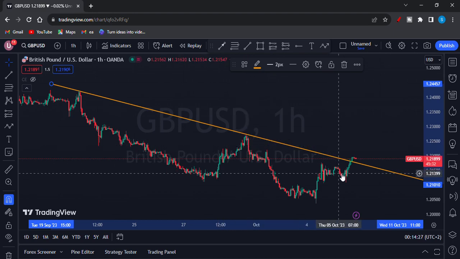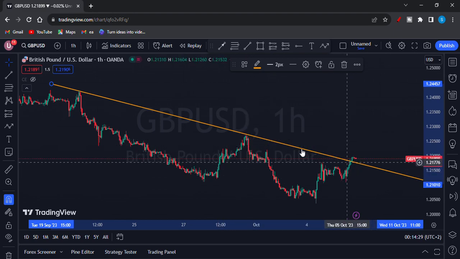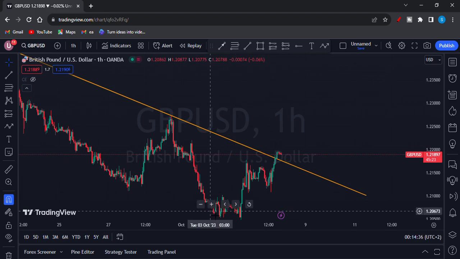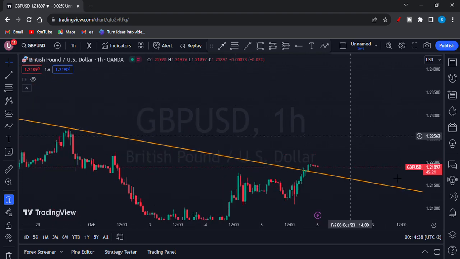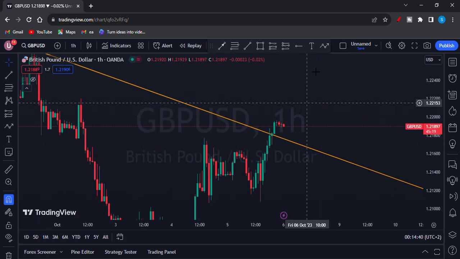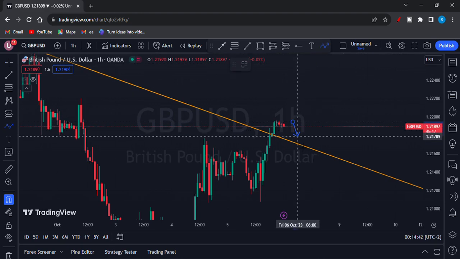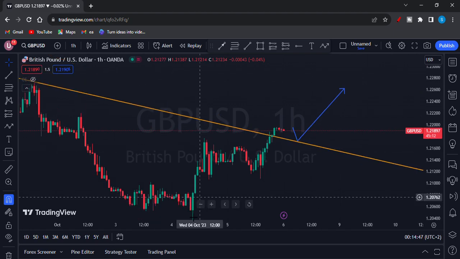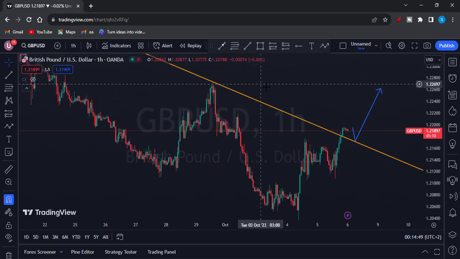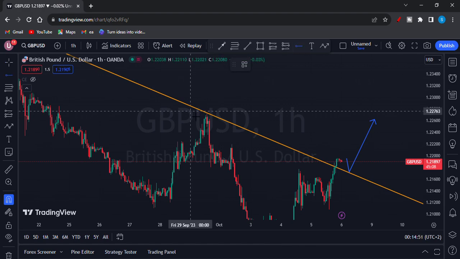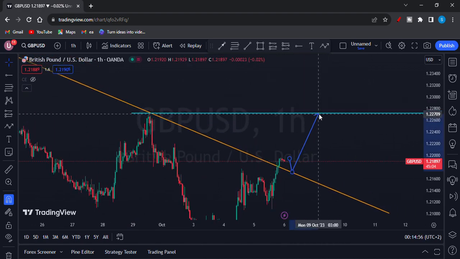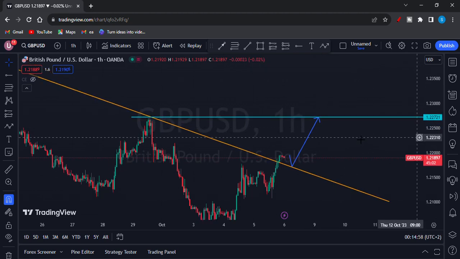And then we broke this resistance area, this line being our resistance area. So let me just block this. So what I'm going to look out for is a retest around these areas and then push to the upside. But NFP is going to play a huge role. So we're going to see how the market is going to behave until here. Okay, so that's my analysis for GBPUSD.